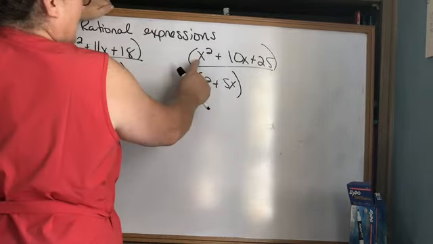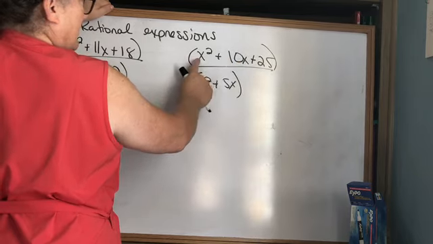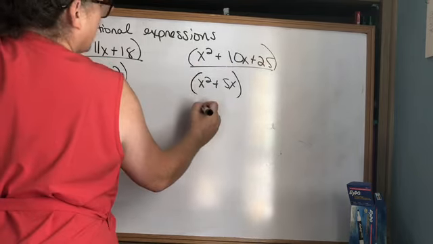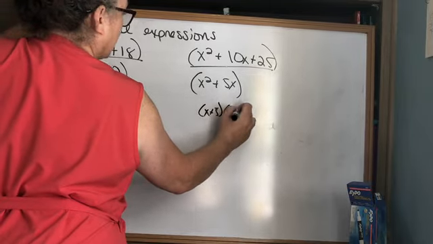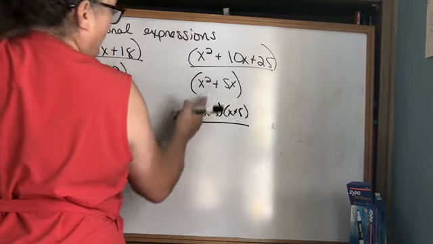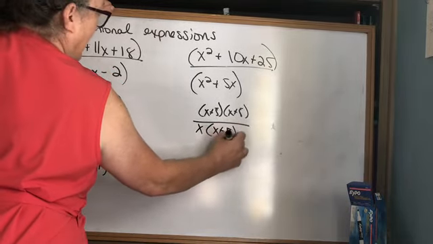So let's look at the numerator. That's a square. That's a square. Is this plus 2 times x times 5? Yes. So then I can write this as x plus 5, x plus 5 over, here I can factor out an x and I get x plus 5.